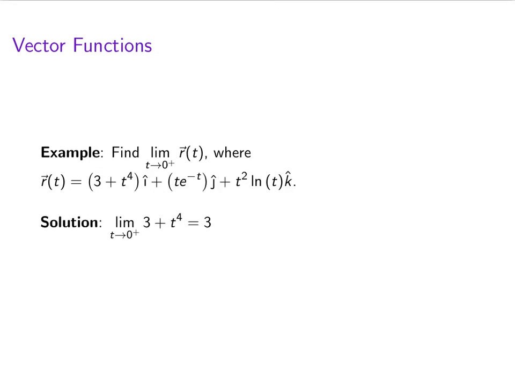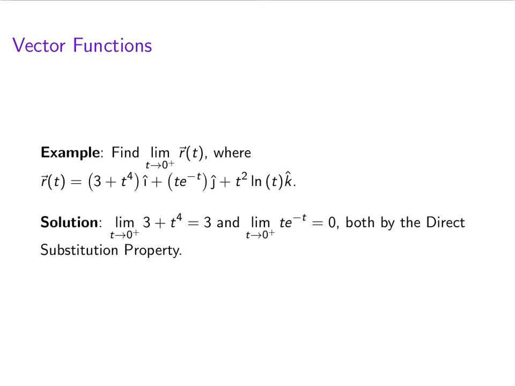So we just find the limit of each component. The x component, easy, we just get 3. And the second component, also easy. So in each one of these cases, we can use the direct substitution property. We'll just plug in the value of t.